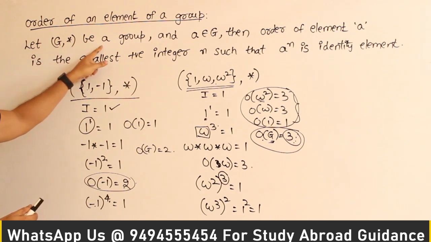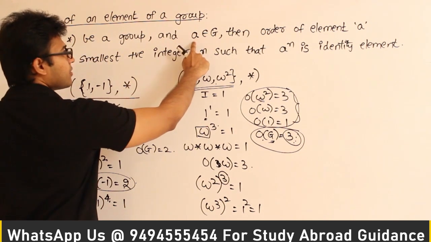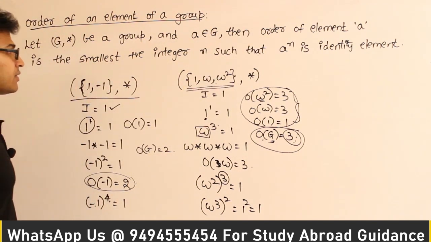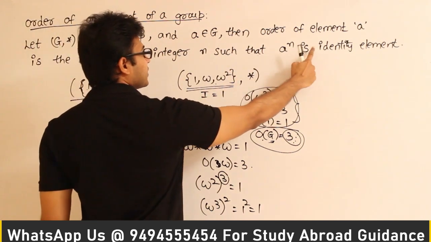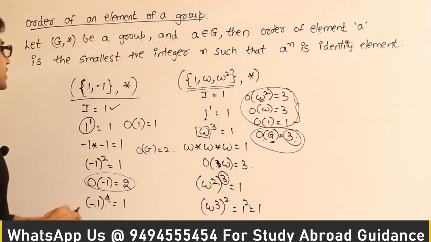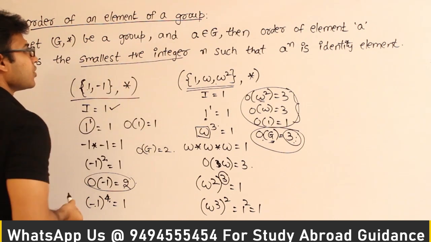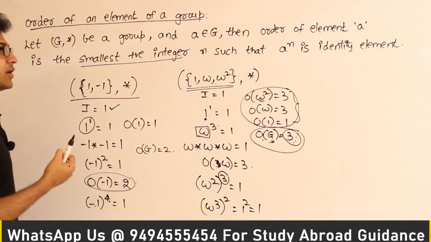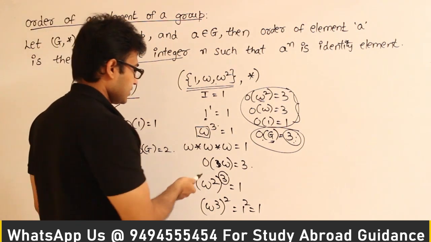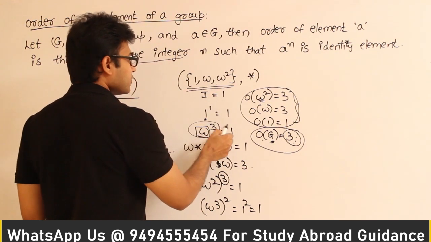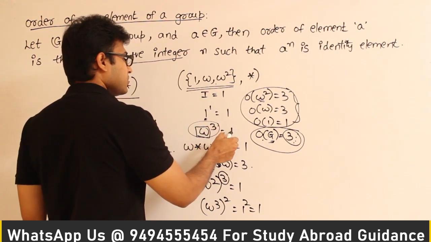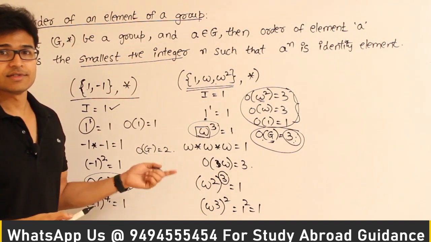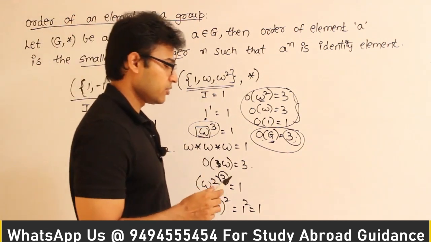Let (G, *) be a group and an element a belongs to G. Then the order of the element a is the smallest positive integer n such that a^n is the identity element. The important point is smallest positive integer, because for many integers we'll get a^n as I, but we want to take the smallest such number. In this case ω^3 is going to be 1, as well as ω^6 is also going to be 1, but the order is not going to be 6. The order is 3, the smallest among them, which we are going to take.